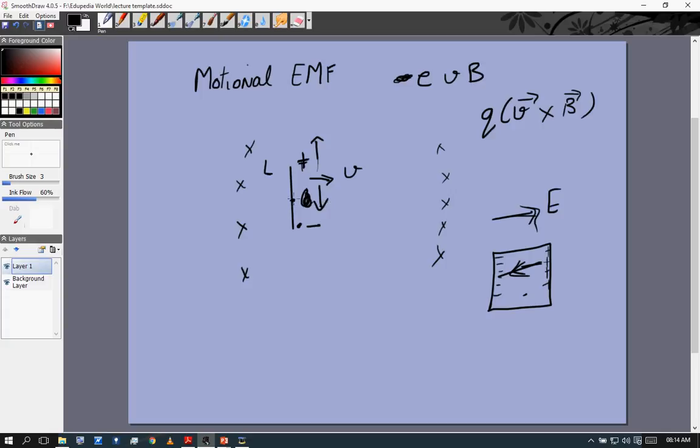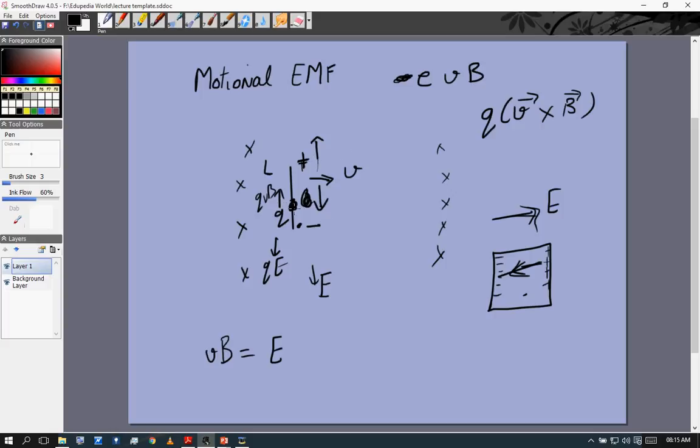So what is the electric field in this direction? Let's say it's E in the downward direction. Right? So now a single positive charge here, let's say a charge Q, experiences a force of QVB upwards due to the motion of this rod, and experiences a force QE downwards, right? And when these two balance each other out, then VB is equal to E, right? So we have found out the magnitude of the electric field, the induced electric field in this rod due to the accumulation of the charges.